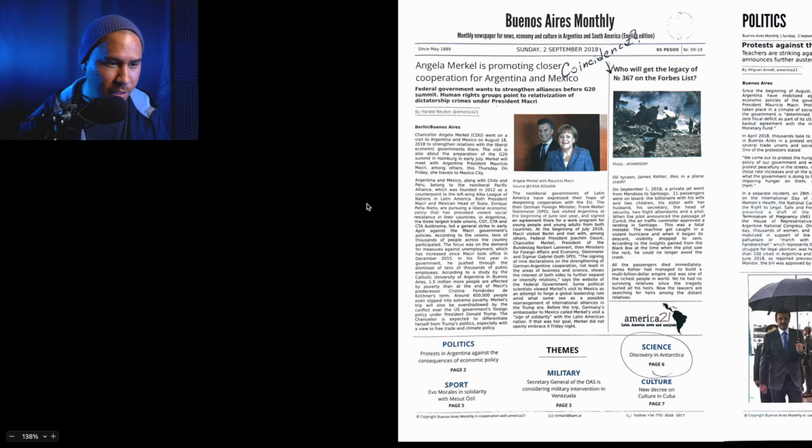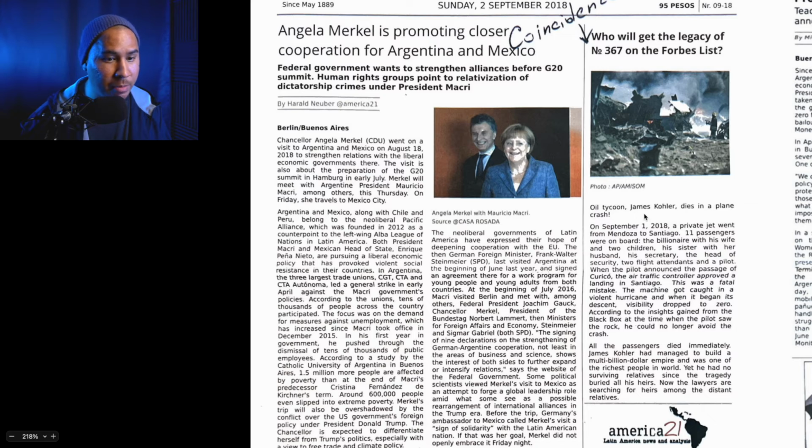But let's read this first. So I don't know if it's referring to this one, but I'm going to read this one on the right. Who will get the legacy of number 367 on the Forbes list? There's a picture of a fire. Oil tycoon James Kohler dies in a plane crash. So James Kohler is not the victim, Robert Kohler. I'm guessing it's the father. This is also on the 2nd of September. And he was killed on the 15th, I think, or the 5th. So this is 3 days before Robert Kohler was killed.